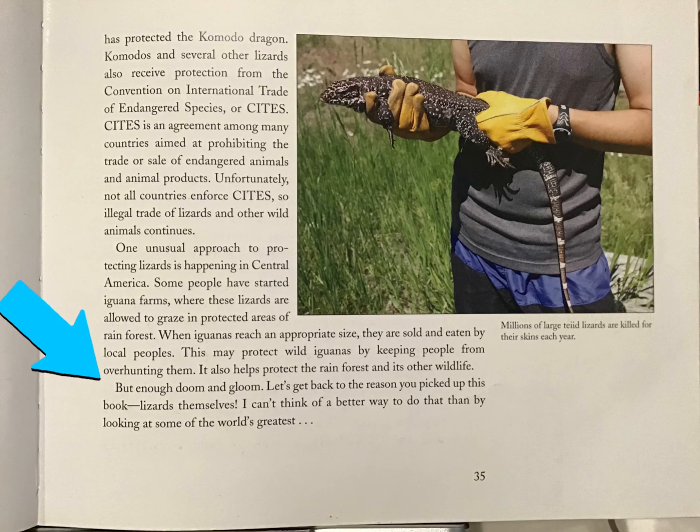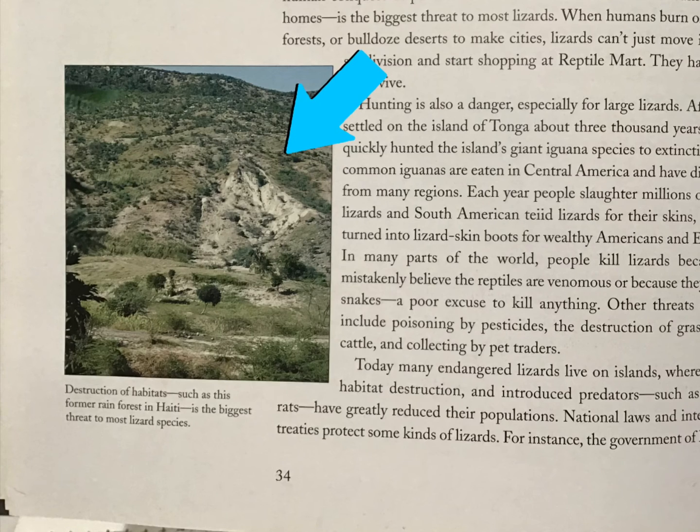But enough doom and gloom. Let's get back to the reason you picked up this book, lizards themselves. I can't think of a better way to do that than by looking at some of the world's greatest. I'm going to take us back to the previous page to take a look at some of these text features that we missed earlier. This looks like a picture of a habitat or environment where lizards probably live.